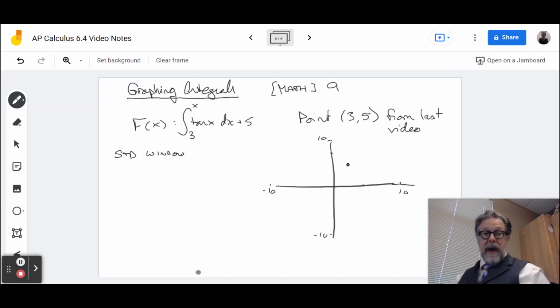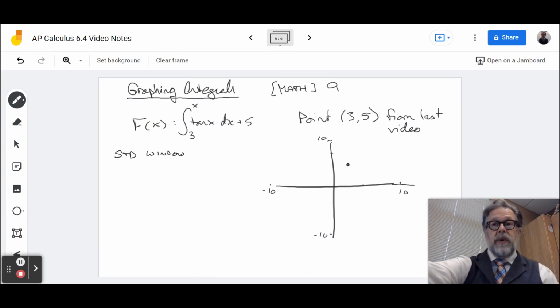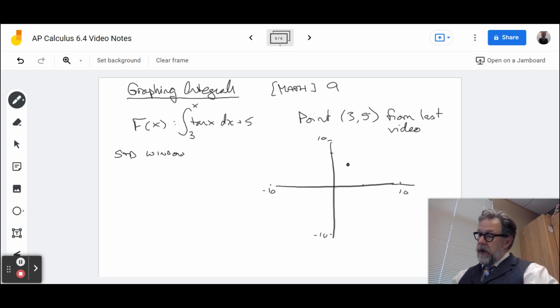Right, welcome back. We're going to talk about some concerns that we might run into when trying to graph these integrals. And I just want to use the integral that we talked about in the last video. It's the area under the curve, tangent of x from 3 to x, and we are told that it goes through the point (3, 5). And again, this is one that we looked at last time.